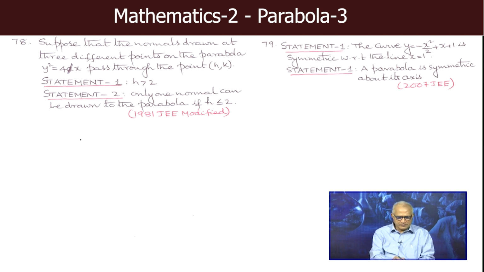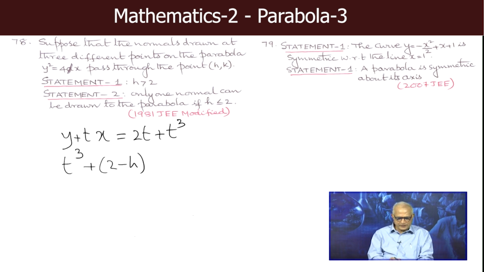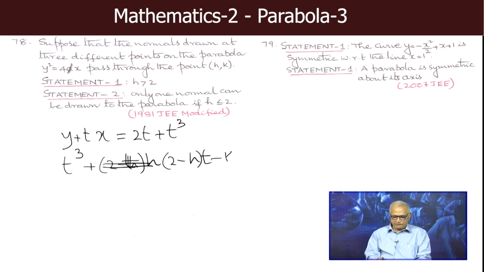The normal to the parabola is y + tx = 2at + at cubed. This passes through (h, k). So at cubed plus (2 minus h) into t, y is k, minus k equal to 0.